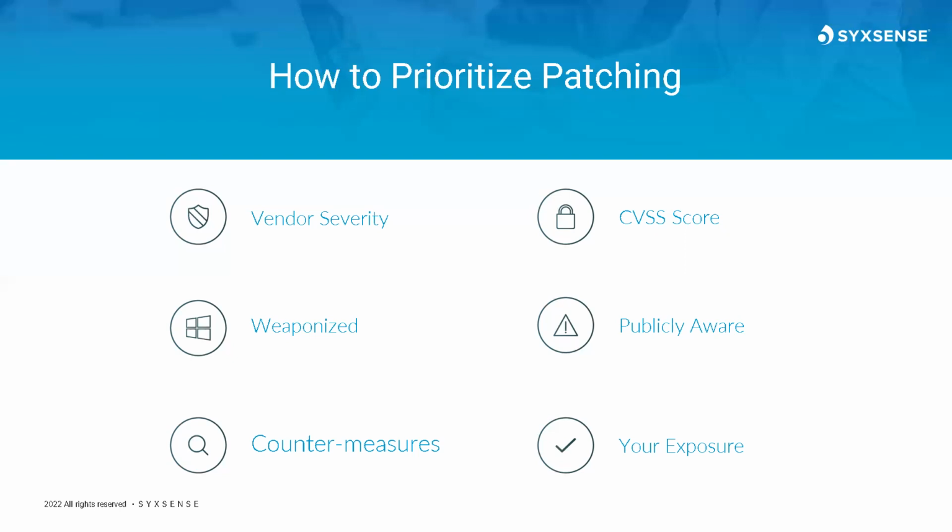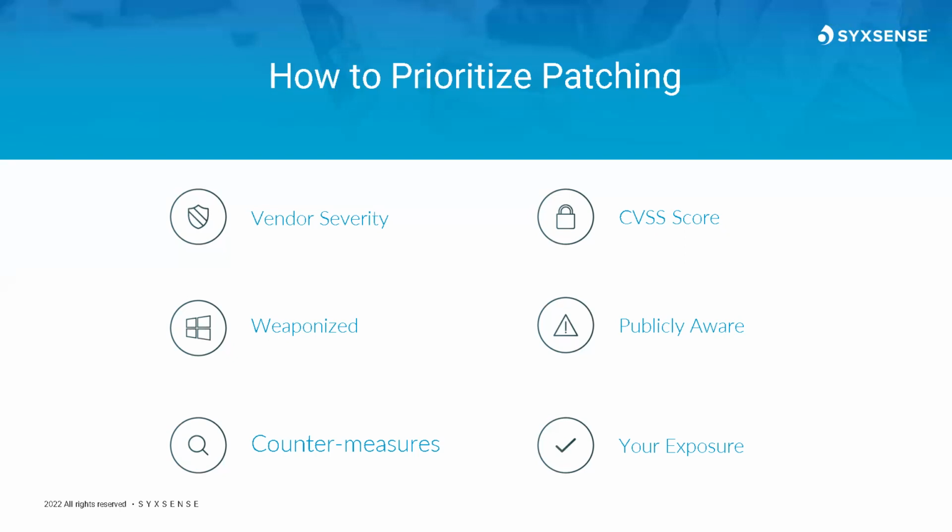And lastly, we balance all of those with your exposure. So if you have a really bad severity vulnerability that's weaponized and public aware inside your environment, but it's exposed on just 1% of your devices, but you have another vulnerability that maybe isn't so severe, but is weaponized on the majority of your devices, of course, your exposure would help you to prioritize that vulnerability over the previous one.